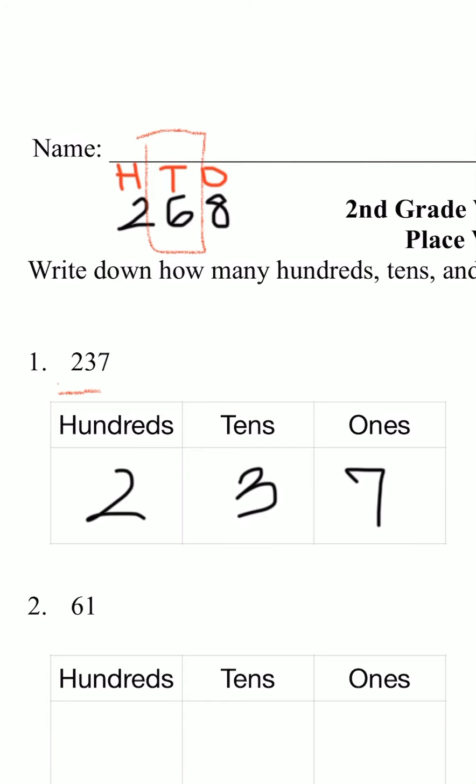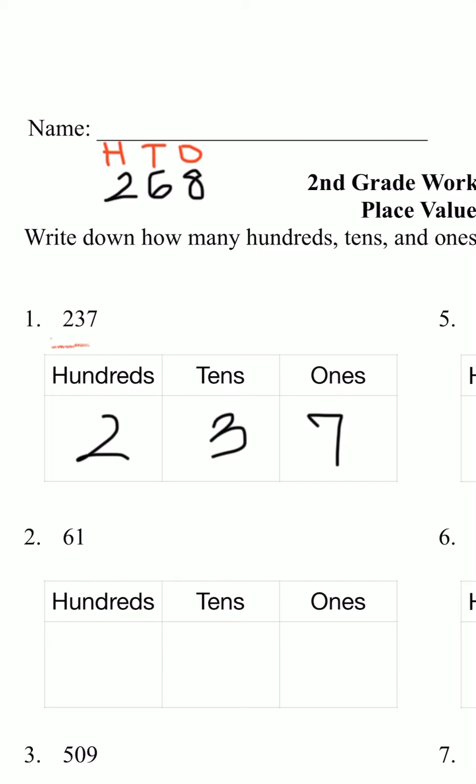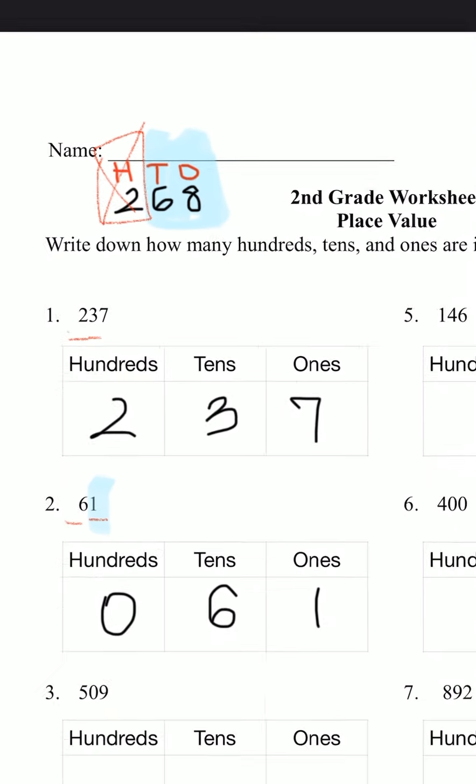Okay, now let's try number 2. We have 61. So here we have 1 and 2, so we have a 2-digit number. Because it's a 2-digit number, we're not going to use the hundreds. Okay, so we're only using tens and ones. So 0 hundreds. Now we're going to look at the ones value. So 1 ones and 6 tens.